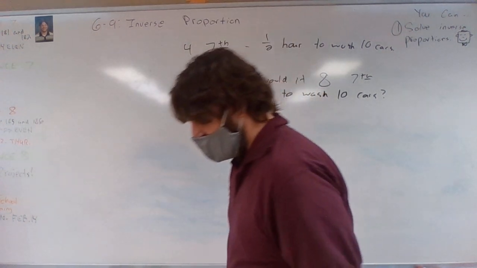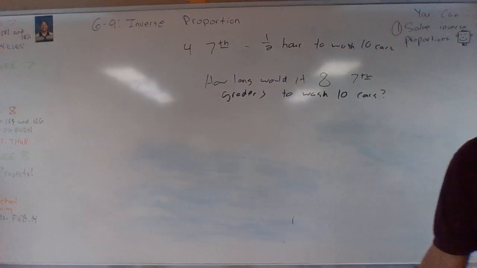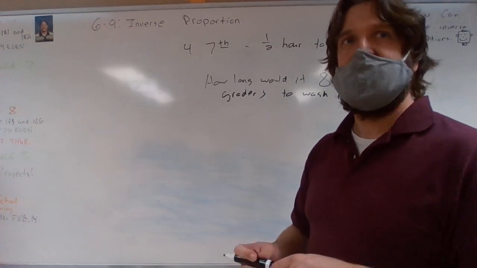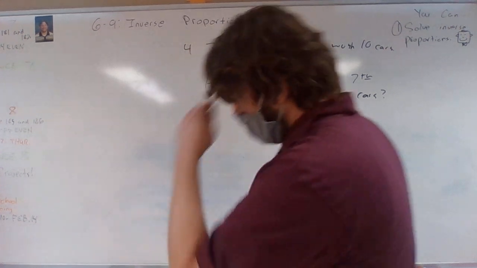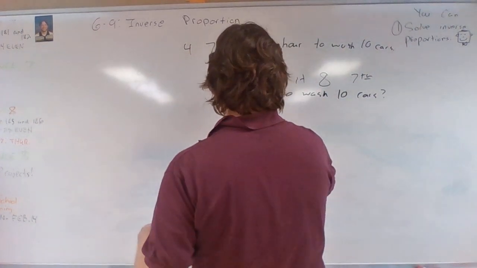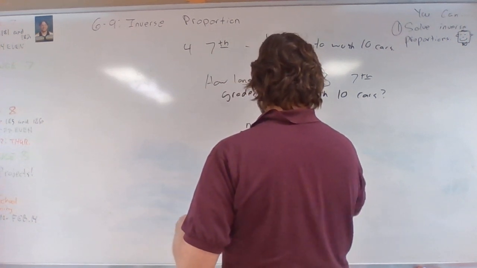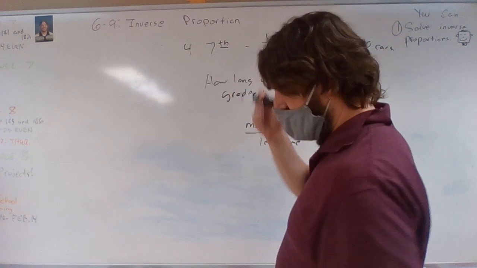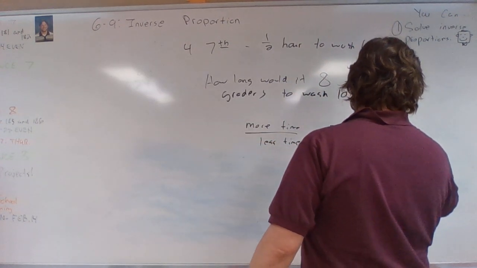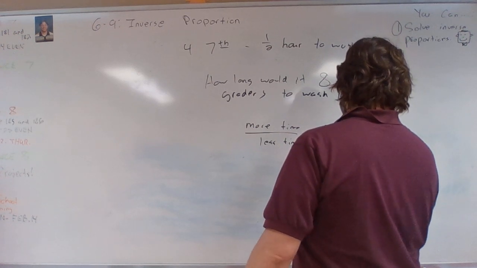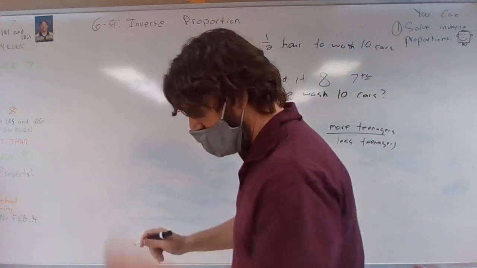So you can set up a proportion. Looks good. Yep. So there's a couple different ways you can do this here. So more time over less time equals more teenagers over less teenagers.